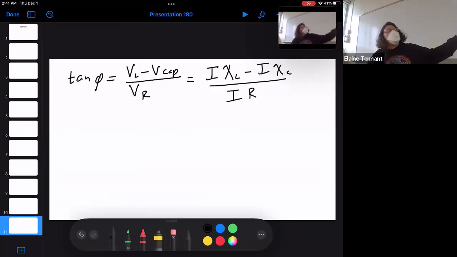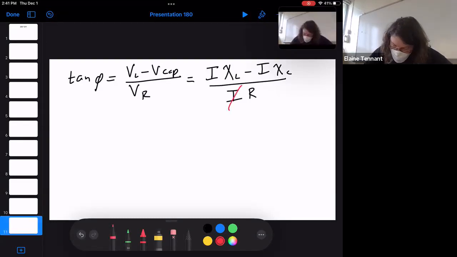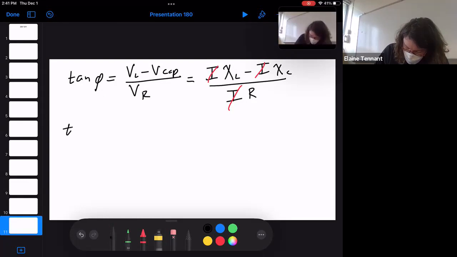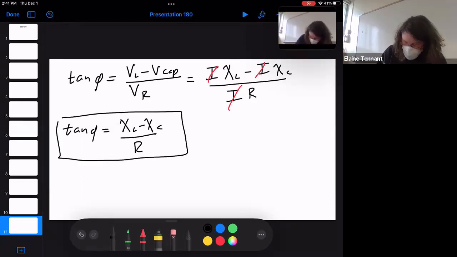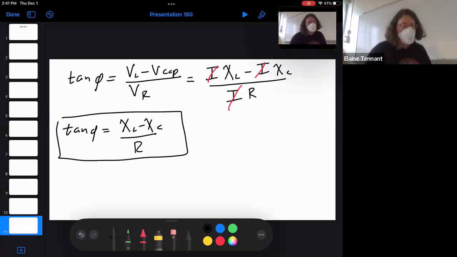There we go. I can cancel out all these I's. So my phase angle is just the difference of the reactances divided by the resistance. Okay, is that all right with everyone?